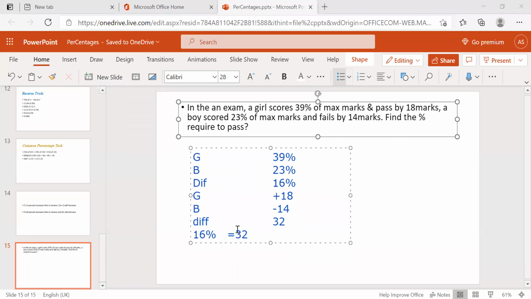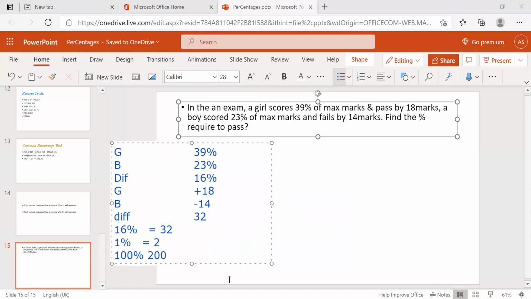Then 1% is nothing but 2, and 100% is nothing but 200. Here also we are getting the maximum marks as 200. But what they are asking is to find the pass percentage, the percentage required to pass. Then you need to find out any one boy's or girl's marks. So total marks is 200, right? Total marks is 200.